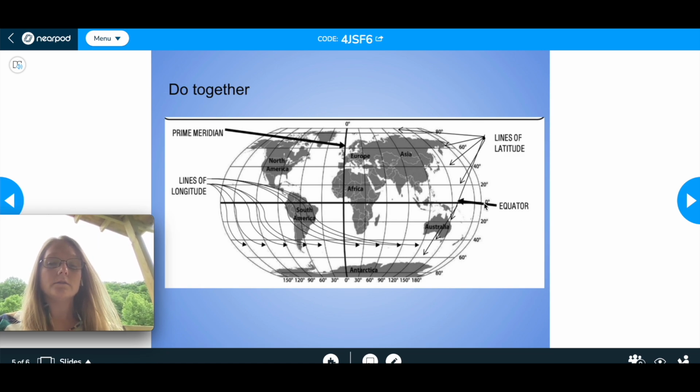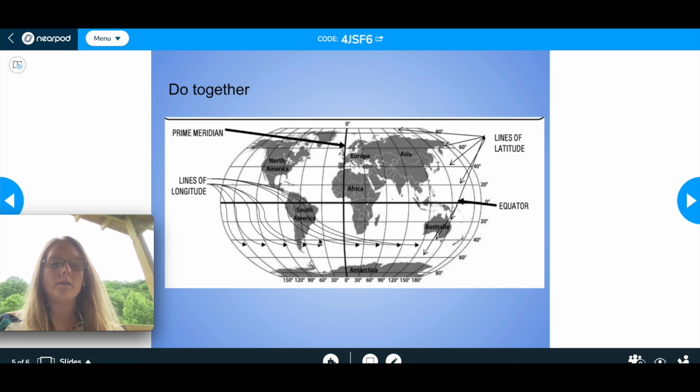Now our equator right here is what breaks us up into the northern and southern hemispheres. This is also the hottest place on Earth. If you're next to the equator, you're probably going to have some nice weather. Here is our prime meridian that divides our world into the eastern hemisphere and the western hemisphere, okay?